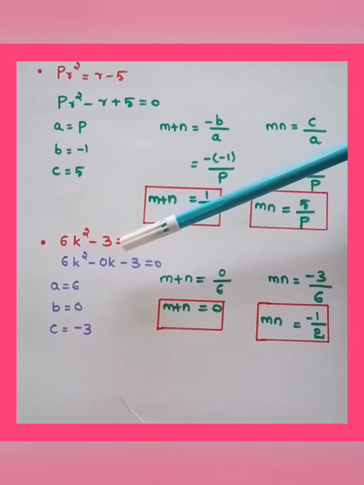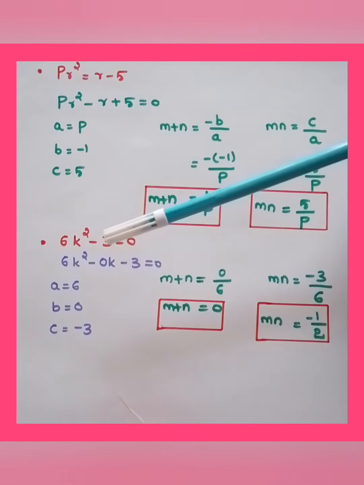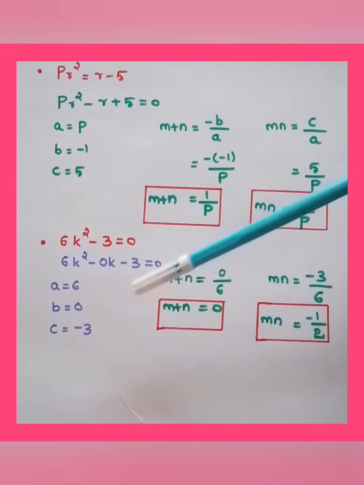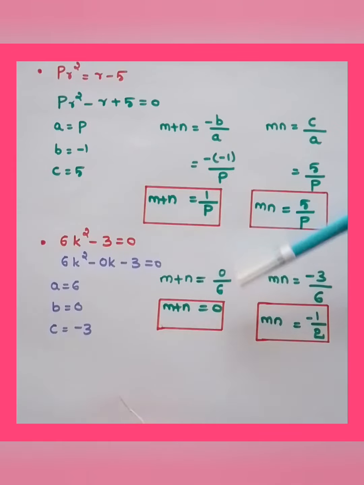6k² minus 0k minus 3 is equal to 0, or plus 0k is also no problem. Hence, compare with the standard form of the equation. Coefficient of k² is a, so a is 6, b is 0, c is minus 3. m plus n is equal to minus b by a. Minus b is 0, and 0 by 6 is nothing but 0 only.